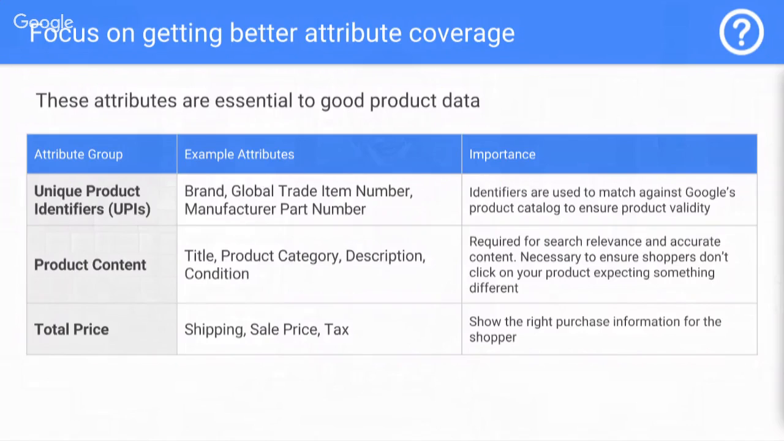And then, of course, price is incredibly important. Stuff like shipping, sales price, tax. So show the right purchase information to the shopper. That, again, really needs to match in terms of what is on the ad and what is on the site. So make sure you nail these attributes.